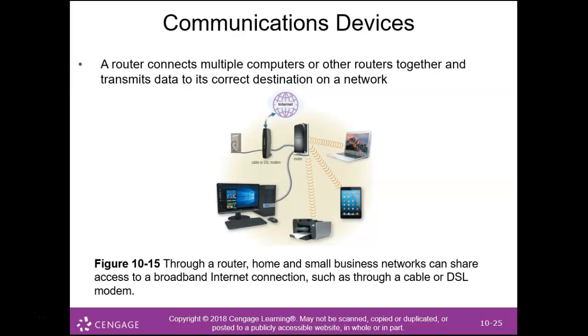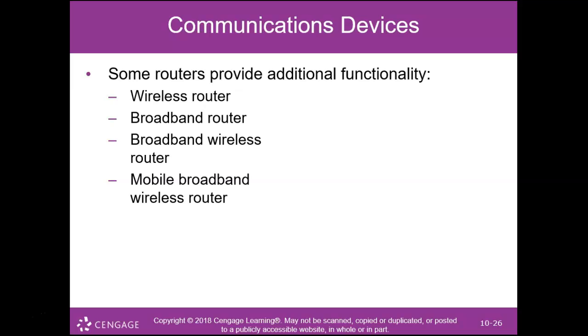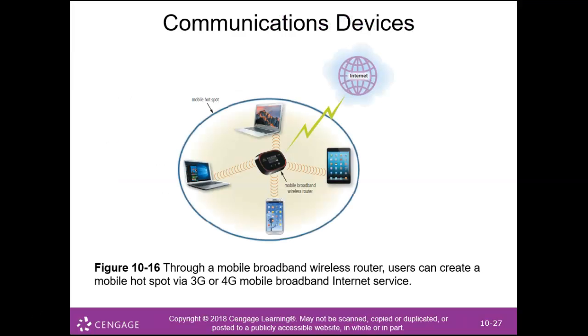A router may be able to connect 200 or so wired or wireless computers. Just know that the more you add to your router, the more workload, the more performance may decline. Now, some routers provide additional functionality. We've kind of talked about them through the course. Firewall capability, even antivirus perhaps, is sometimes part of it. And you can find more of that in the book. Now, as previously discussed, through a mobile broadband wireless router users can create a mobile hotspot, and then you essentially become your own router.